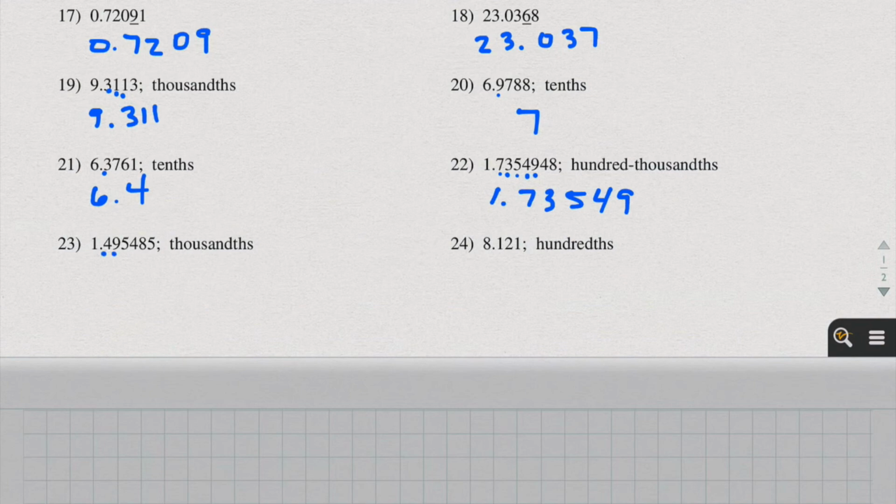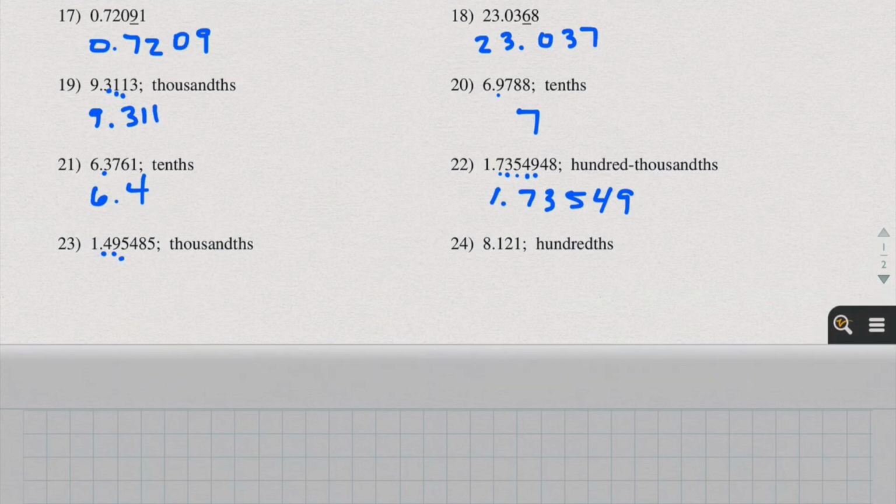Number 23, thousandths place. The 4 is in the tenths, the 9 is in the hundredths, the 5 is in the thousandths. So we look to the right at the 4. The 4 is less than 5, so we leave the thousandths place where it's at. So this becomes 1.495. Number 24, the hundredths place. This is in the tenths, the 2 is in the hundredths. So we look to the right, the 1 is less than 5, so we leave the 2 where it's at, and this becomes 8.12. And that's rounding numbers.